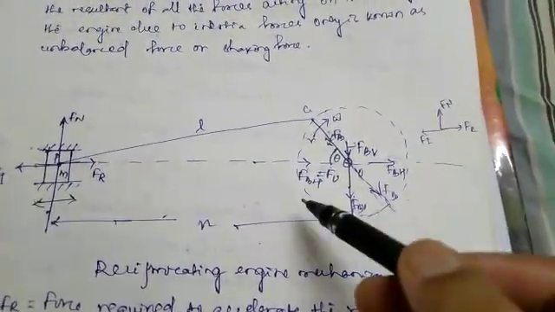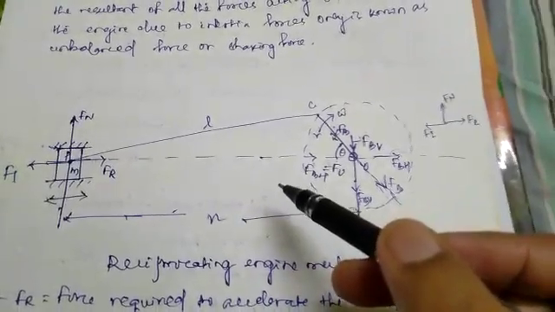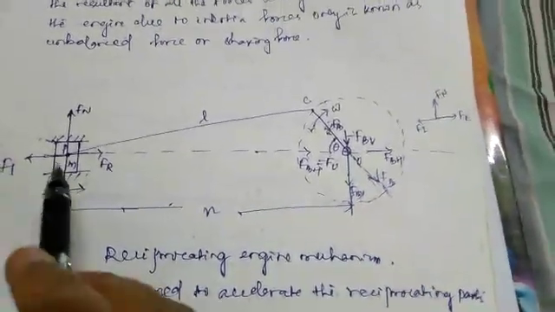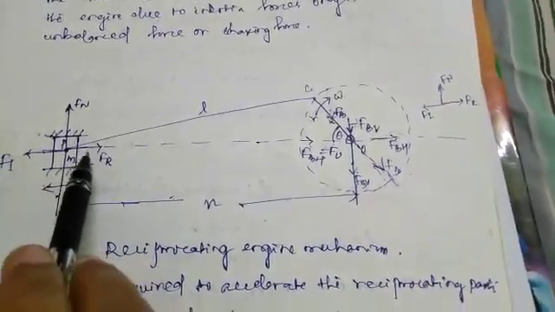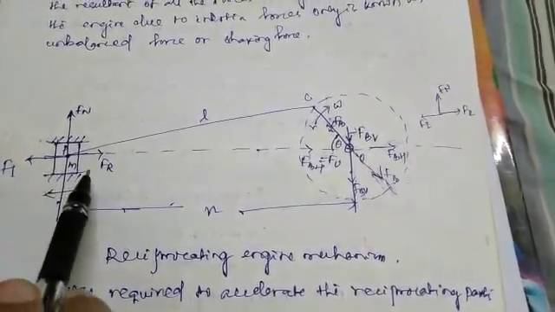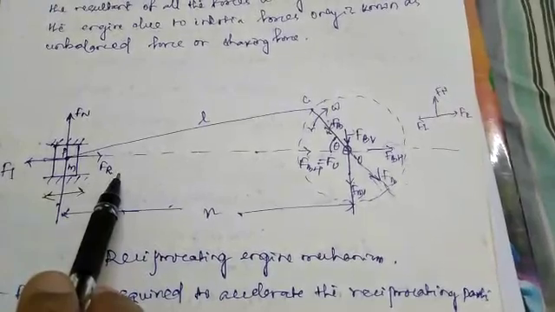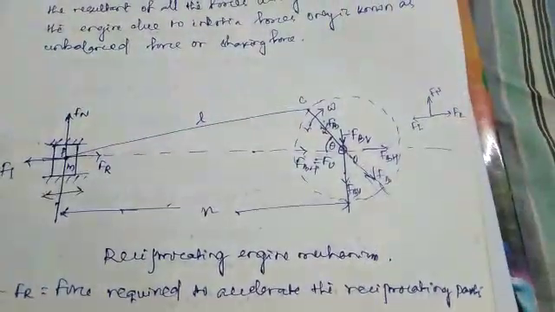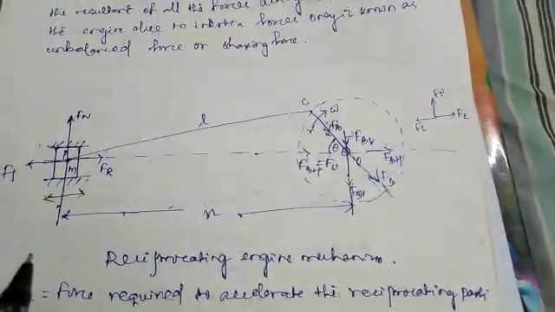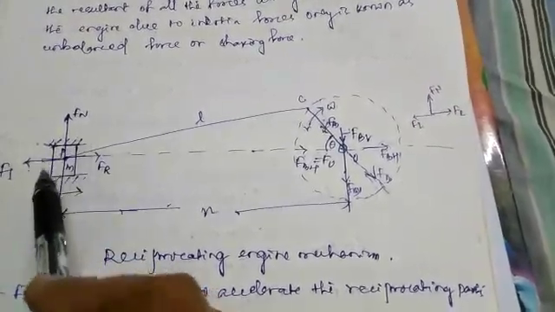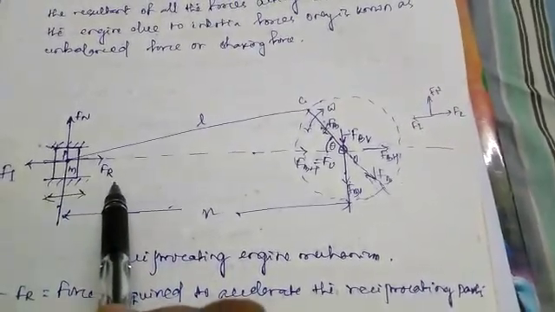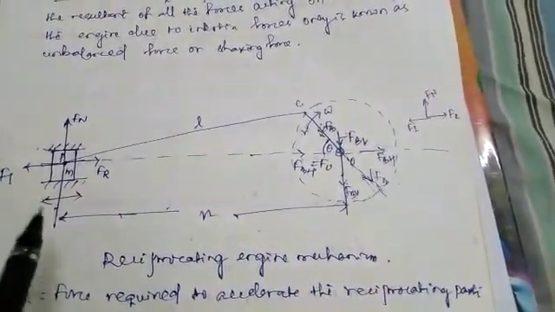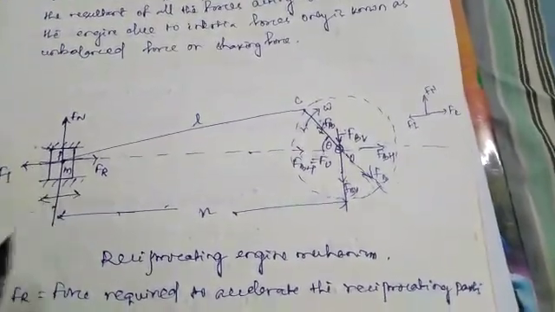In case of the reciprocating engine mechanism, your unbalance arises due to the inertia forces of the reciprocating part. Here m is the mass of the reciprocating part. Fr is the force required to accelerate the reciprocating part. Fi is the inertia force due to the reciprocating part. Clear? So if we consider this only, your Fi will be equal to Fr, and Fn is the normal reaction. That is the normal force acting on the crosshead guides.